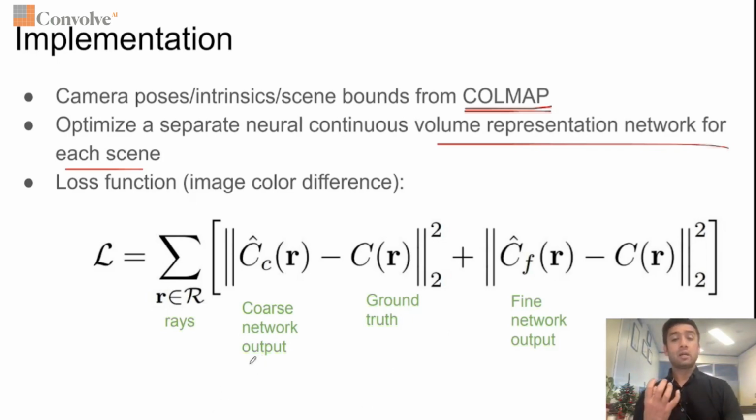So using the RGB of your predicted image and the RGB of the input image, you're comparing that, and you're comparing the output of the coarse network and fine network, and that is your loss. So loss is pretty simple in this case.